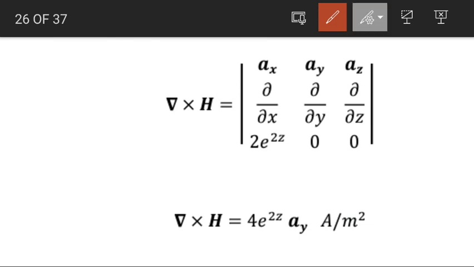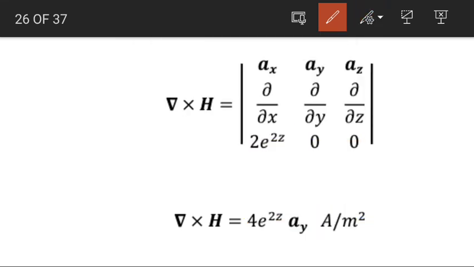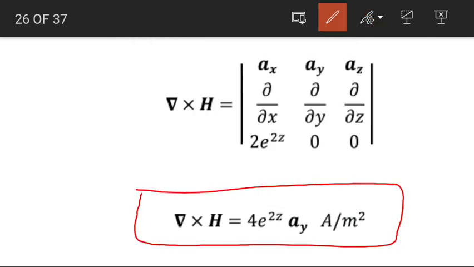So we expand this determinant, and the expansion of this determinant gives you the curl of the magnetic field intensity, and here is the curl of the magnetic field intensity. So the curl of the magnetic field intensity is 4e raised to power 2z ay ampere per meter.